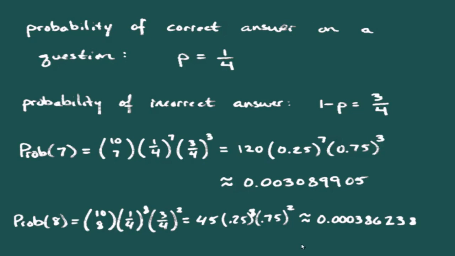The probability of getting 8 questions correct, we do the same thing, but now we take 10 choose 8 times 1/4 to the 8th power times 3/4 to the 2nd power. If we want to get 8 questions correct, then we get 2 questions wrong. So if we plug those numbers into the calculator, we get a decimal approximation of 0.000386238.